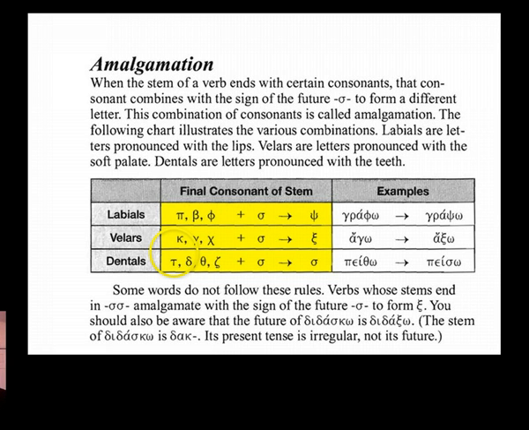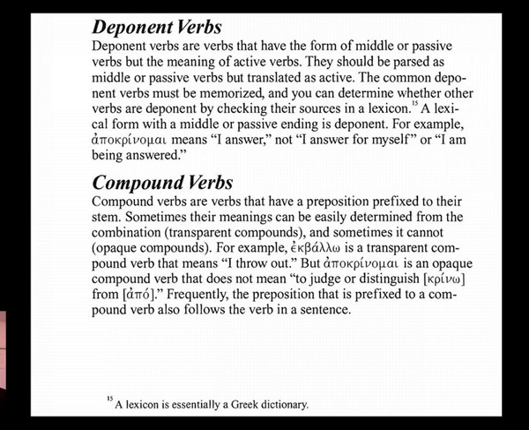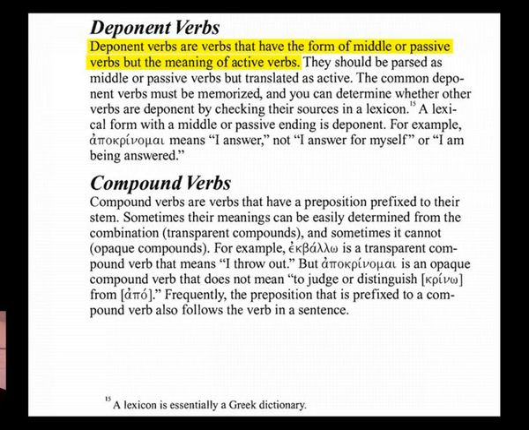Key thing I want you to know here is this chart. If you're able to hang on to the information about stems that end in a double sigma and didasco, that's great, but make sure you know the chart. The next section talks about deponent verbs. You need to know what a deponent verb is. Deponent verbs are verbs that have the form of middle passive verbs, but the meaning of active verbs. Another way to say that is they're middle passive in form, but active in meaning.